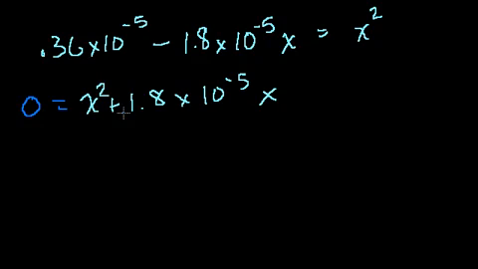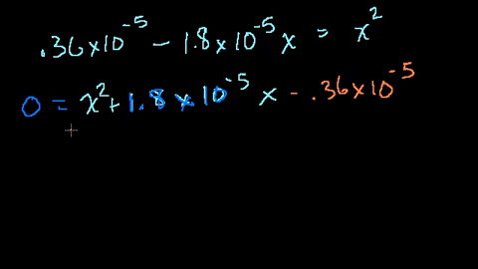Let me put this in a different color, 1.8 times 10 to the minus 5, just so you can see the coefficients separate from the x terms, minus 0.36 times 10 to the minus 5. So let's solve this. And once again, if you wanted to, you could eliminate this term and then just figure out the straight up square root. But we won't do that. We'll actually use the quadratic equation.